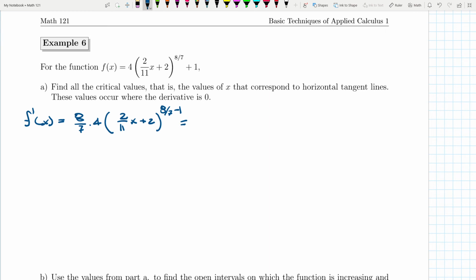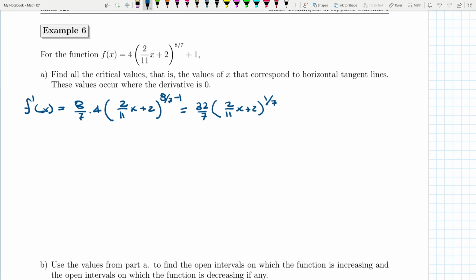So in this case, 8 sevenths minus 1 is going to be 1/7, and then 8 times 4 is 32, so that's 32 over 7. That's the derivative of the function. And of course, if you want to change this to radical form, that's fine: 32 over 7, 7th root of 2 over 11x plus 2.